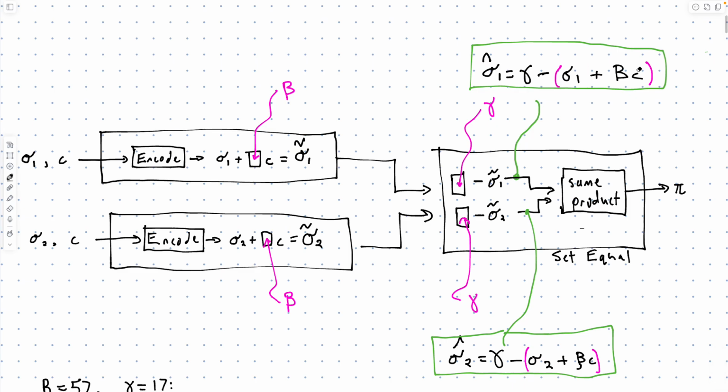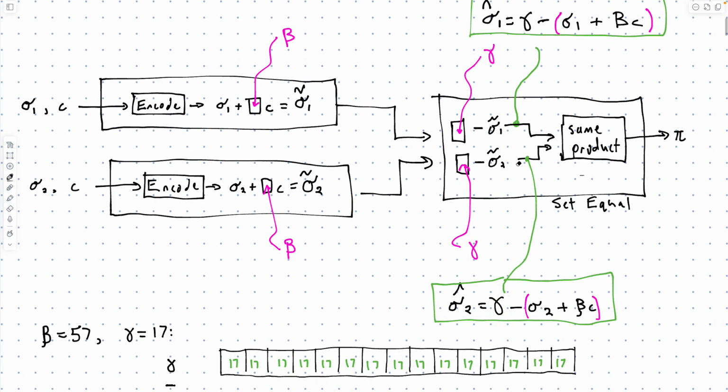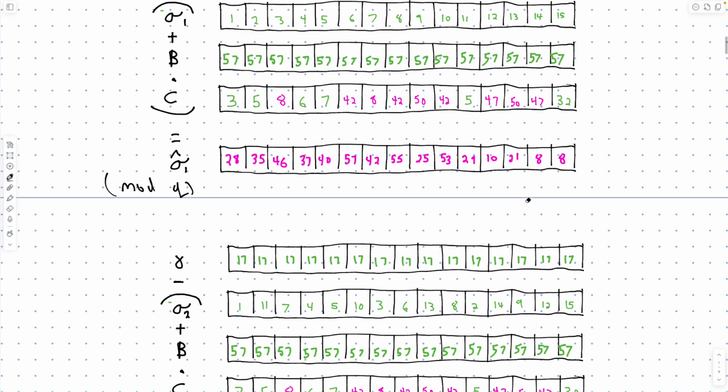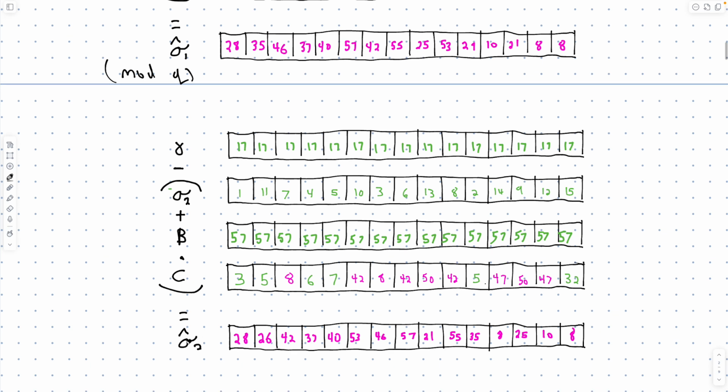It's just you have 2 vectors, sigma and C, and you have 2 constants, gamma and beta, and so this is the value, okay? And then we can similarly do it for sigma 2. Okay, questions about that step?